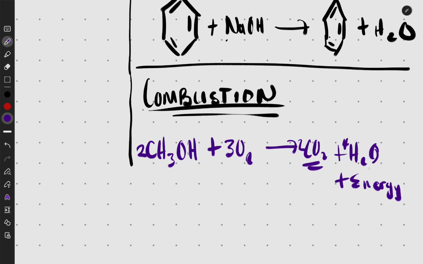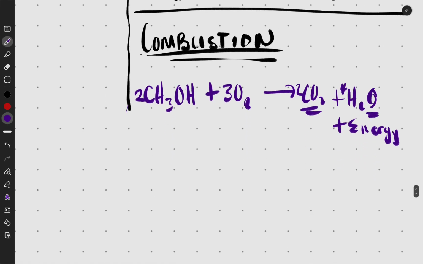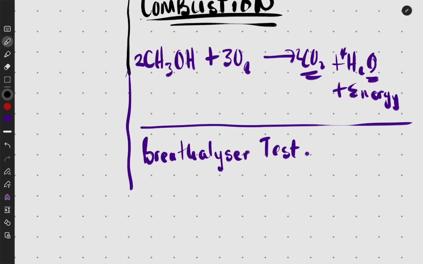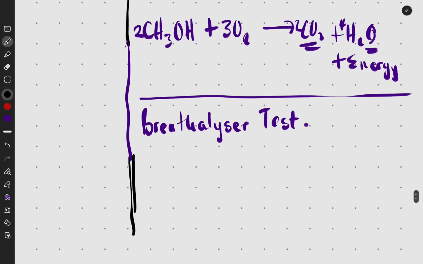Okay, it just makes carbon dioxide, water, and energy. That's combustion of an alcohol, right? Then the last thing to know is what we call the breathalyzer test. The breathalyzer test is just oxidation. It's again oxidation, but here they like to put it as ions.